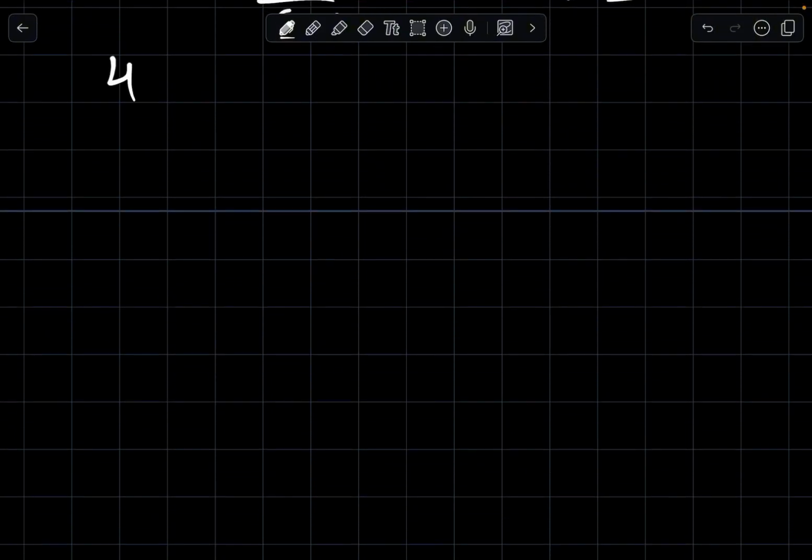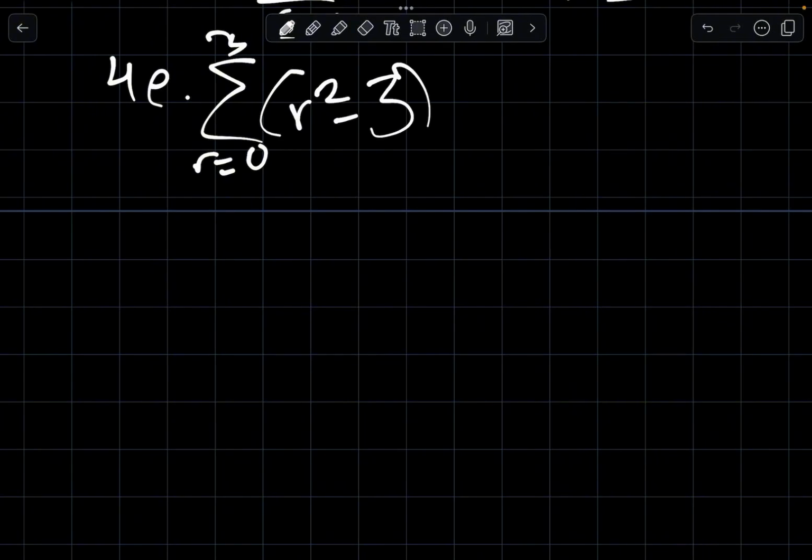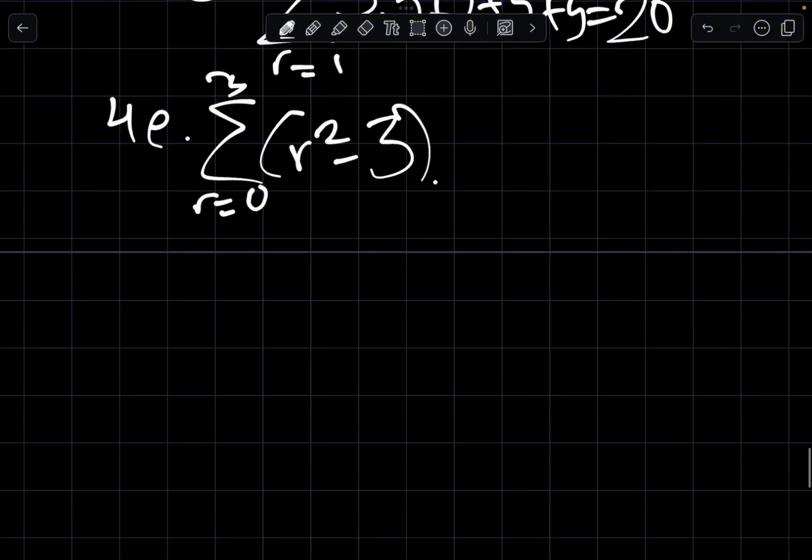Okay, the last one for 4, we have sigma r equals 0 to 3 of (r squared minus 3). Those parentheses don't have to be there, but it does give us parentheses, so I'm just going to write it down. Once again, same thing we've been doing. Just plug in r equals 0, and then r equals 1, 2, and 3. So we'll have 4 terms: negative 3, minus 2, plus 1, plus 6. Just like that.